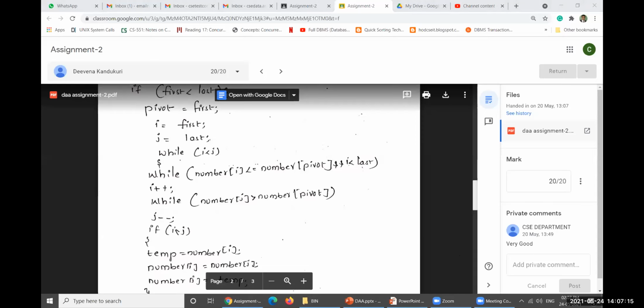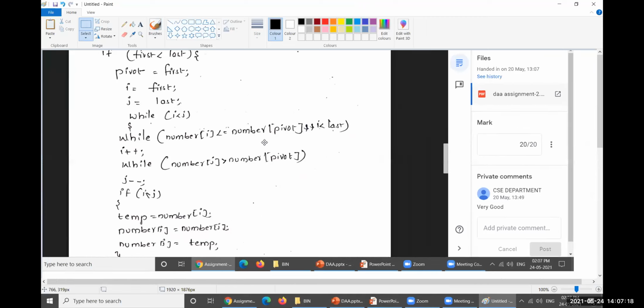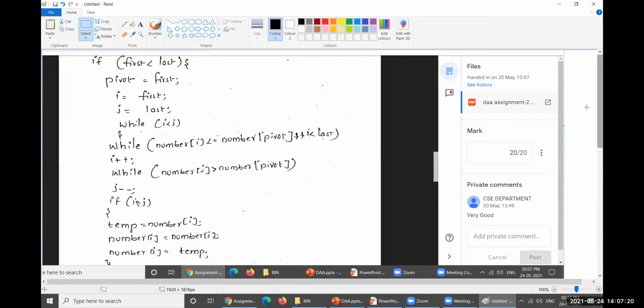So look at this. You have taken this particular kind of thing here: if first is less than last, you perform your operations here. You select the first element, which is actually A of first, the array's first element. So this is array of first, we select something like this, and i will be taken like this and j will be taken like this here.